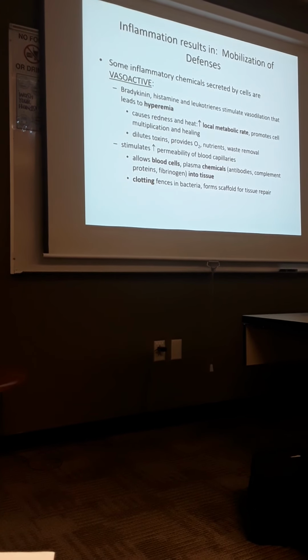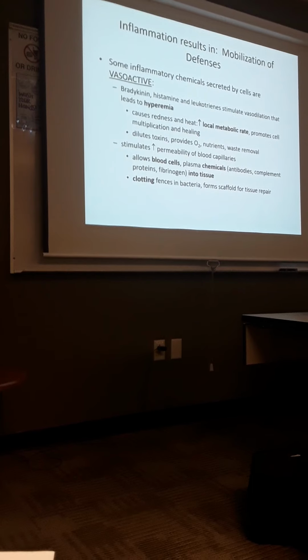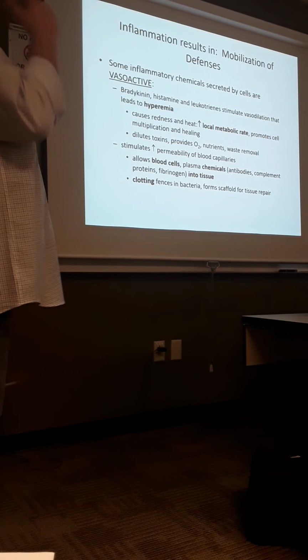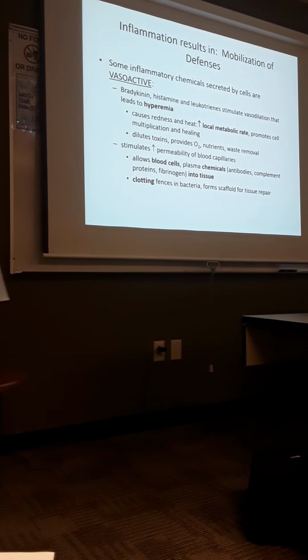Clotting fences in the bacteria. So a blood clot does not form at the site of injury, but forms kind of as a fence around the site of infection. So there's a clotting fence, a fence of blood clot that kind of encircles the site of injury to trap the pathogens at the site of infection to prevent spreading of the infection.